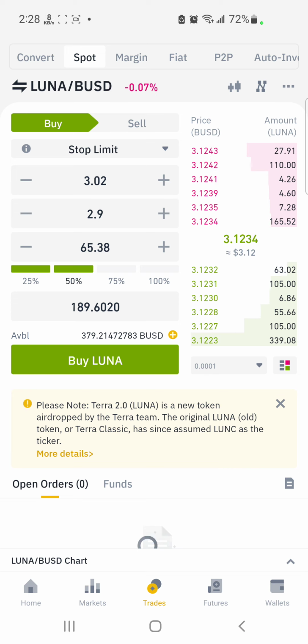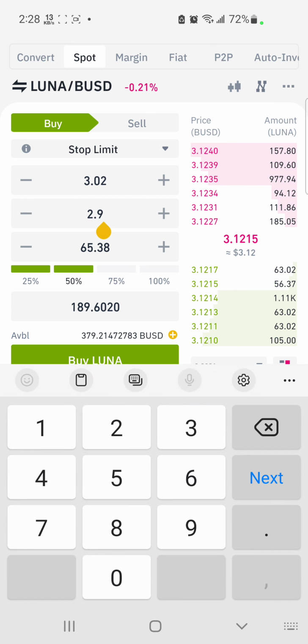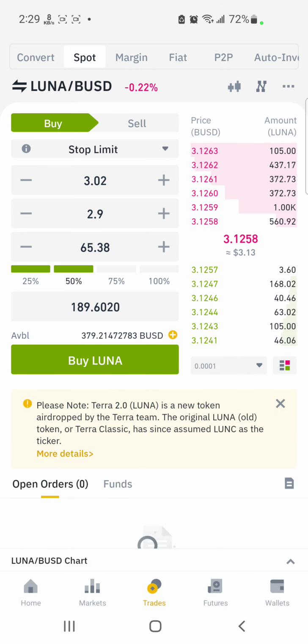Now, this is how you set a stop limit order to purchase. Remember, the top price there is the trigger price. It basically means that the cryptocurrency price has to reach the stop price before this order will be triggered, before this order will be placed onto the market. If this criteria has not been met, if it doesn't reach $3.02, this order here will not be filled. That's basically how the stop limit works when you're buying.